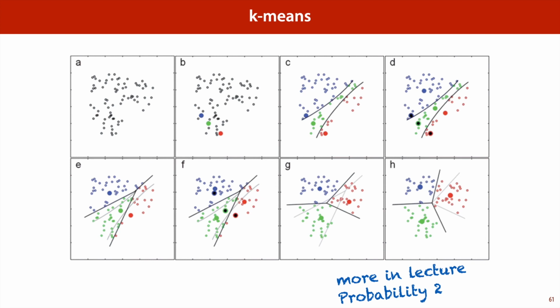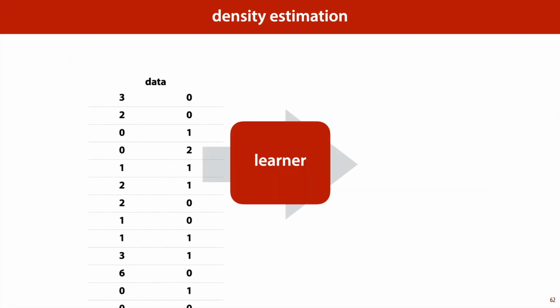And what you see is that at the end, the means converge to centers for natural clusters in the dataset. And so we have separated the feature space into 3 very natural clustering regions: the blue, the green, and the red. Another unsupervised task that is a lot like clustering is density estimation.